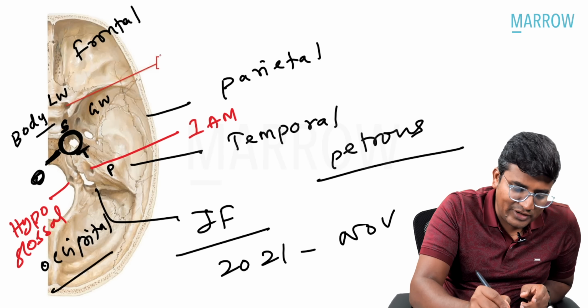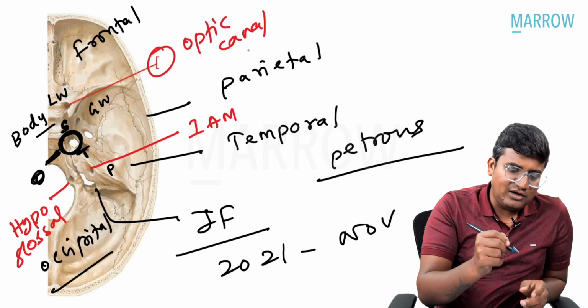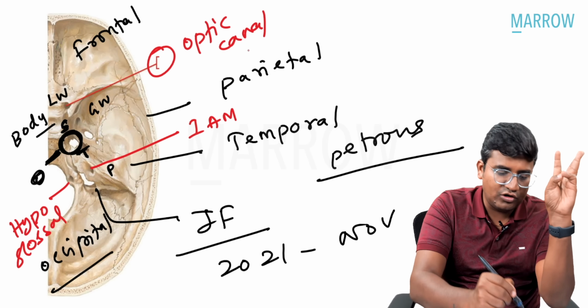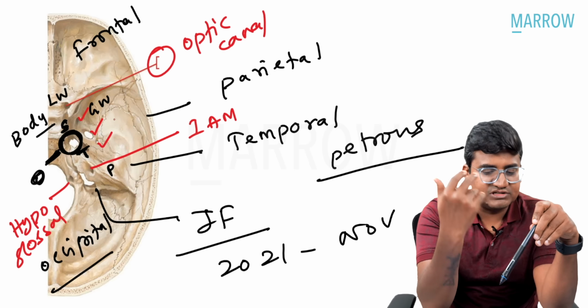Okay. In the lesser wing we see one foramen. That is our optic canal. In the greater wing we are seeing three foramens: foramen rotundum, foramen ovale and foramen spinosum. These are the future questions.